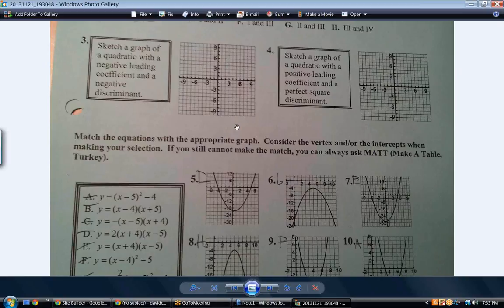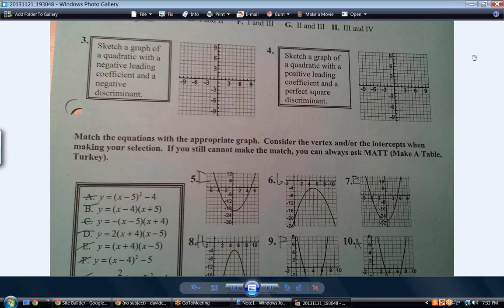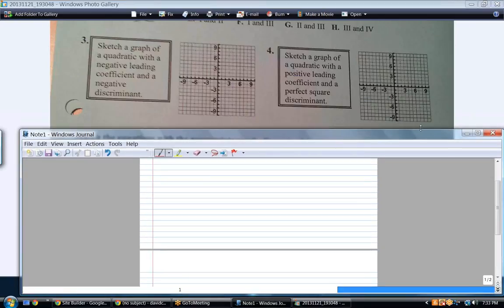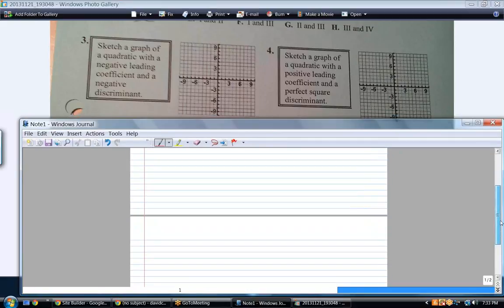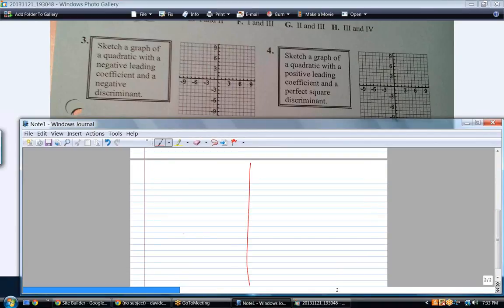Sketch a graph of a quadratic with a leading negative coefficient and a negative discriminant. Yeah, I didn't do these two. Okay. What would that look like? With a negative leading coefficient, what does that mean? That it's opening down. Okay. And what about a negative discriminant? That it'll be imaginary. Which means what, in terms of the graph? Are there any x-intercepts? No.